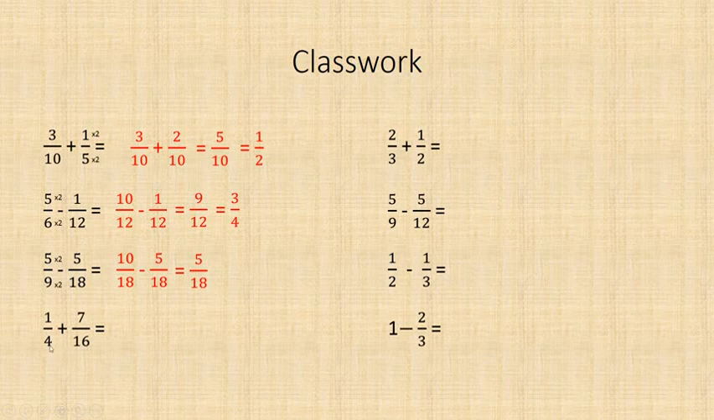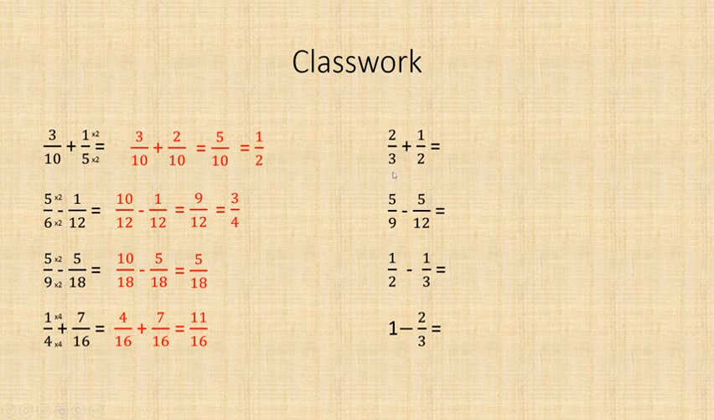To change the 4 into 16, I will multiply by 4 up and down. The 16 here is the same as the LCM, so I will not do anything to this fraction. 1 times 4 equals 4, and 4 times 4 equals 16. This fraction stays the same, 7 over 16. If you add them together, 4 plus 7 equals 11, and 16 is the same denominator, so it's 11 over 16, and it's in the simplest form.